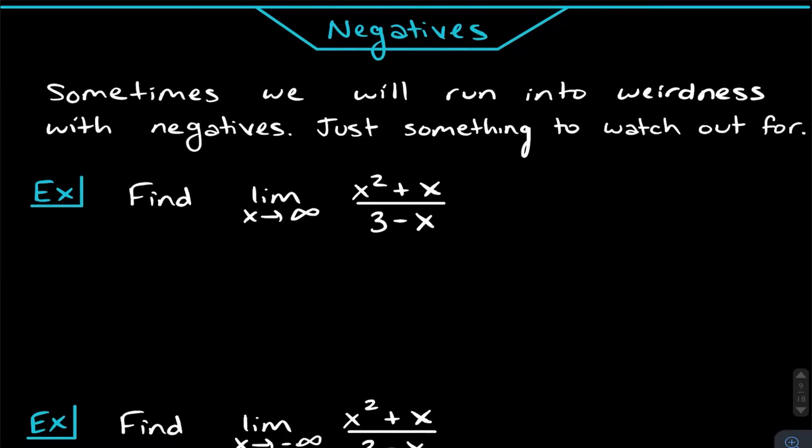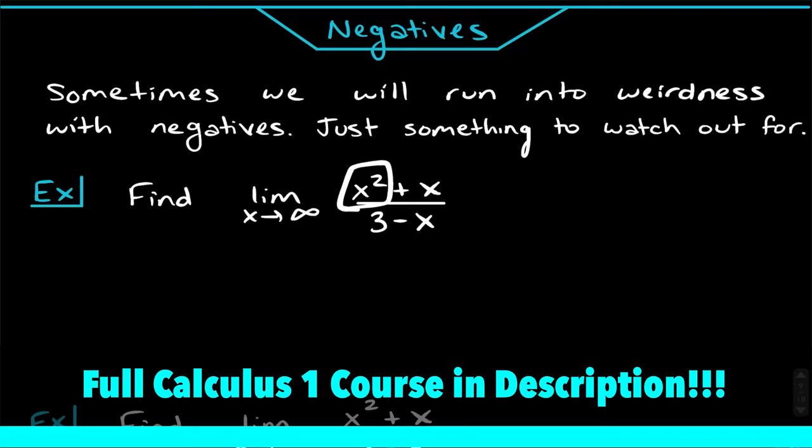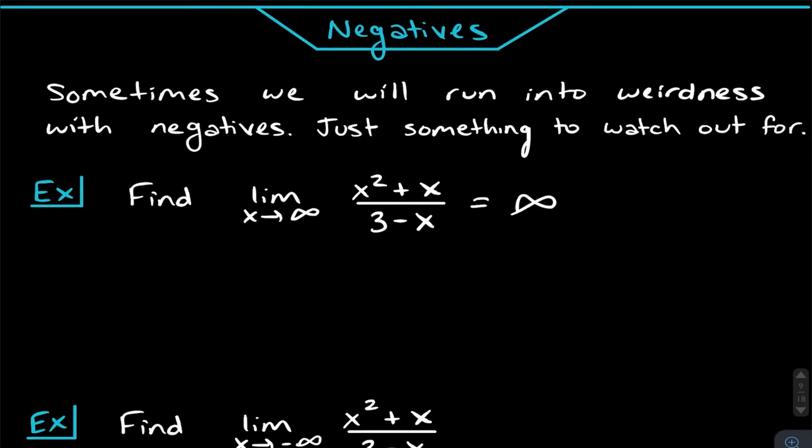So let's talk about the limit as x approaches infinity of (x squared plus x) over (3 minus x). For this example, you see that the numerator has the higher power of x. You expect it to win out, and so you would assume that the answer would be infinity. But that's not quite true for this, and to fully understand that, we need to do a little more analysis here.